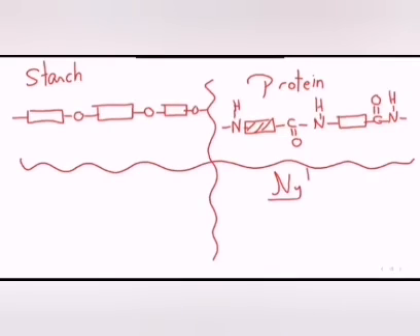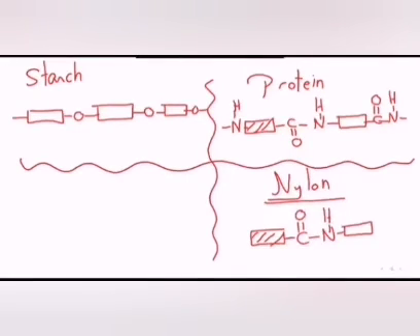Nylon, it's a synthetic polypeptide, but protein is a natural one. There is a difference between them. Nylon has different monomers, which are a diacid and a diamine, but protein has different monomers, which are amino acids.